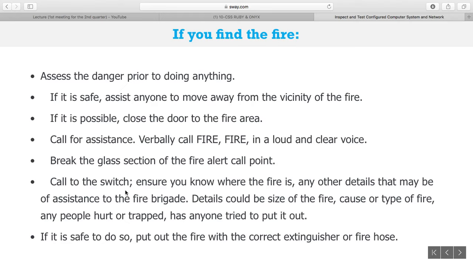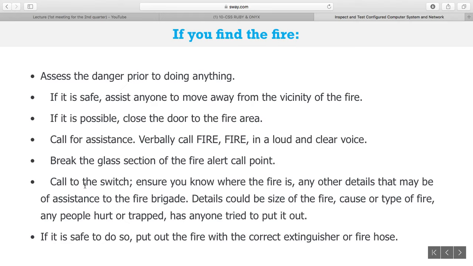This break the glass section is the one that we can find in the LRT stations, the one that you break the glass whenever there is fire or an emergency, that actually triggers an alarm to call the attention of other people. Then, if you are near the circuit breaker or the switch, turn it off, so that no more burning of circuitry, which might cause more fire in the place.